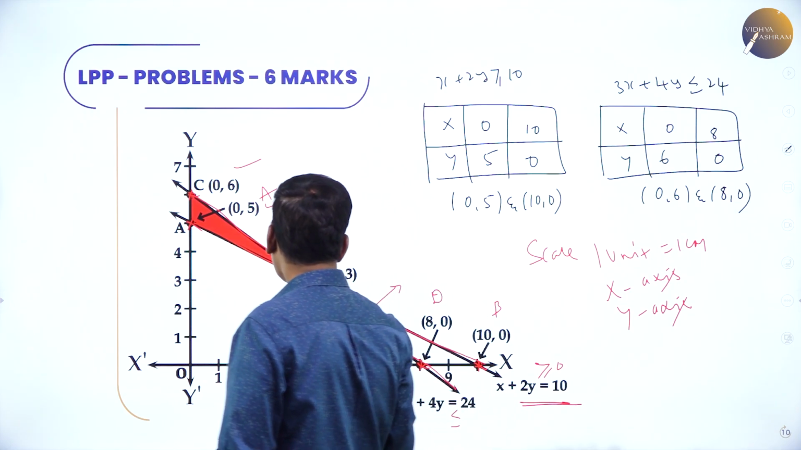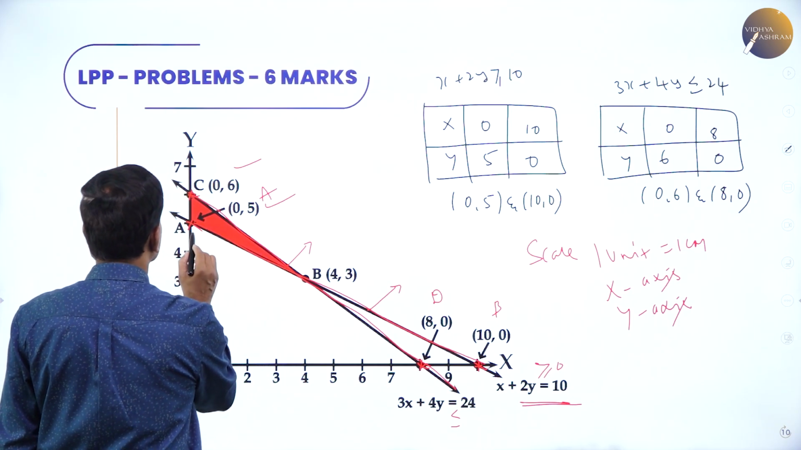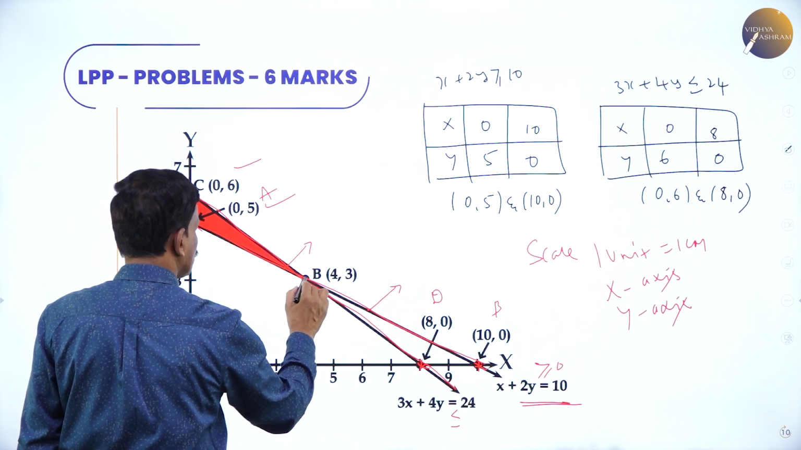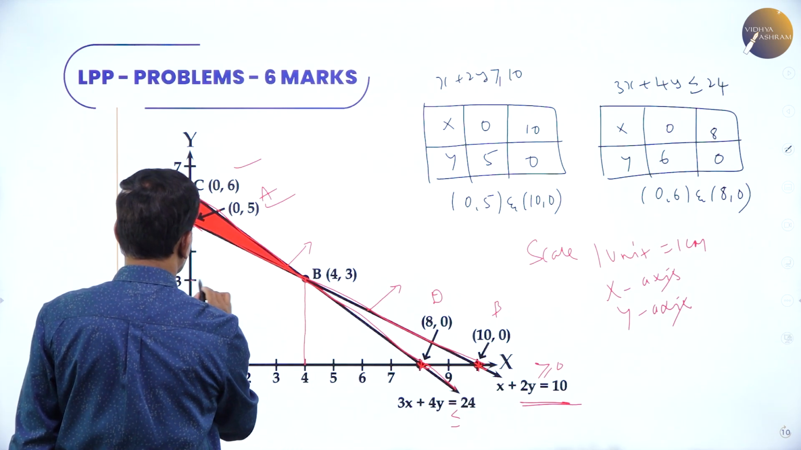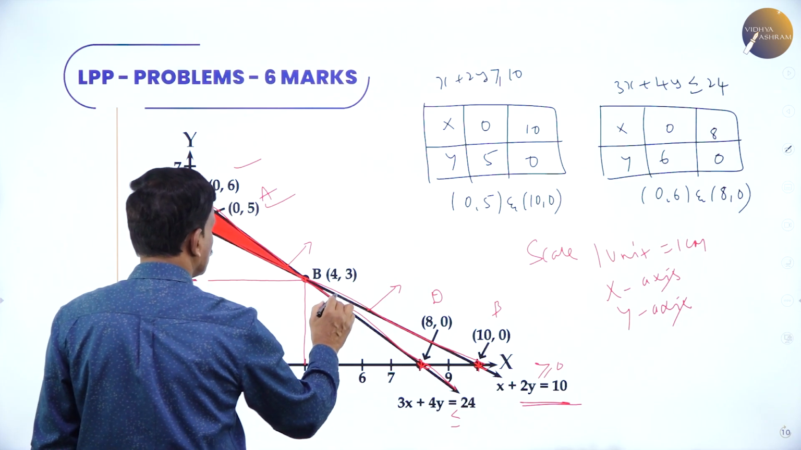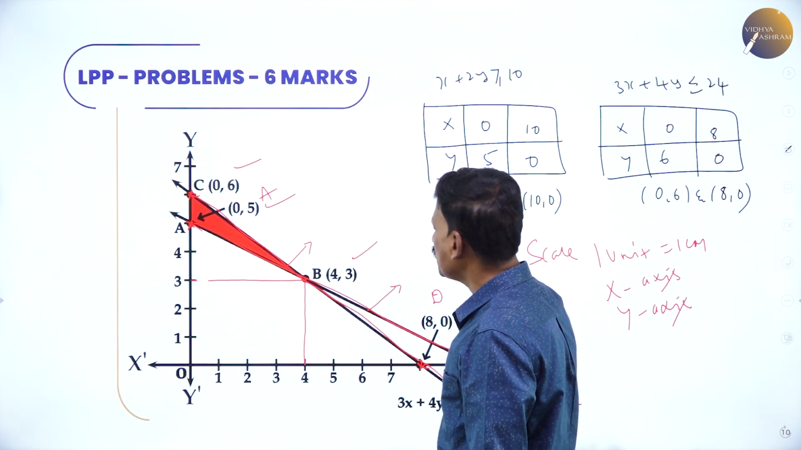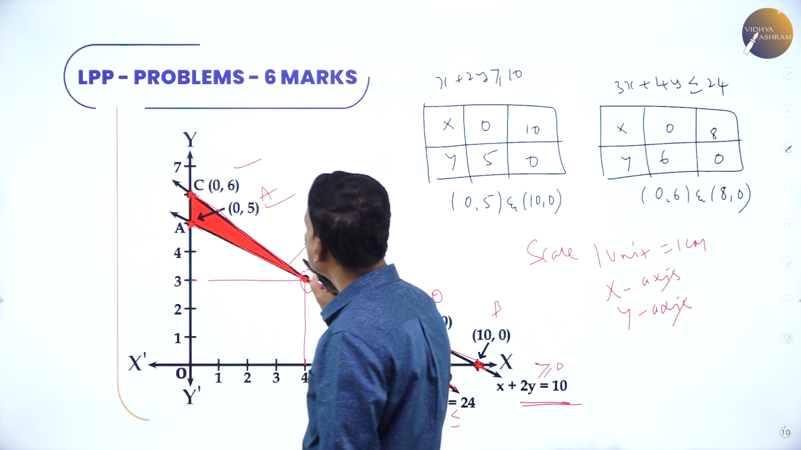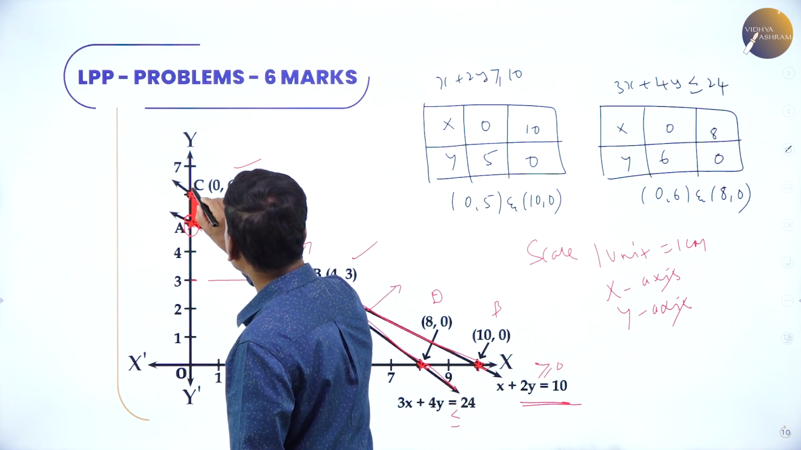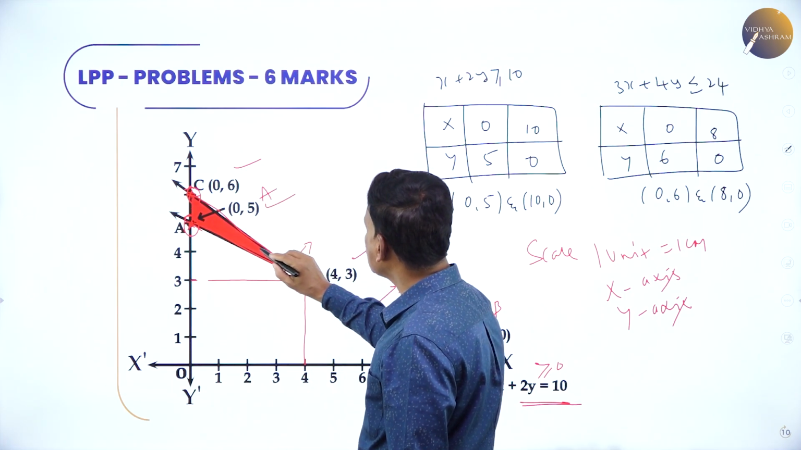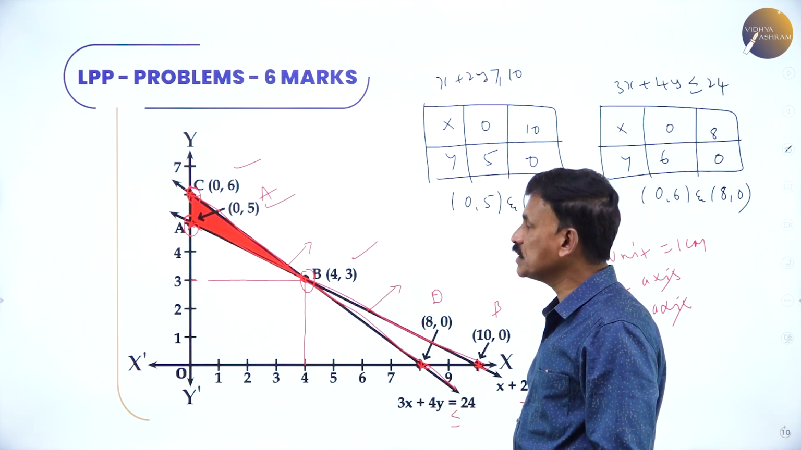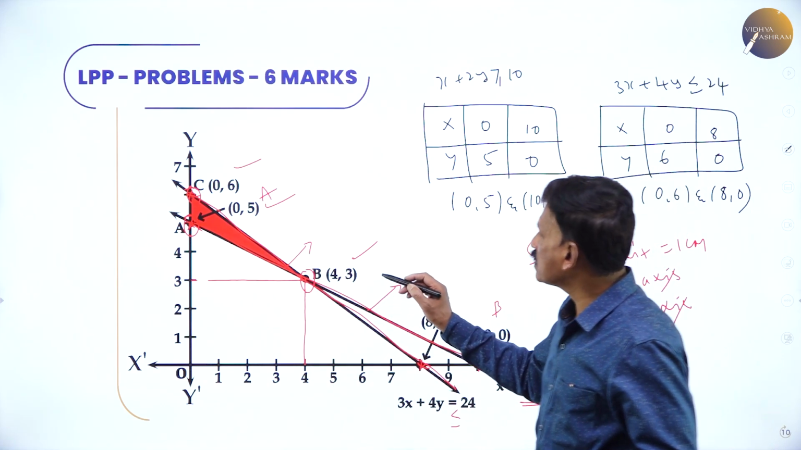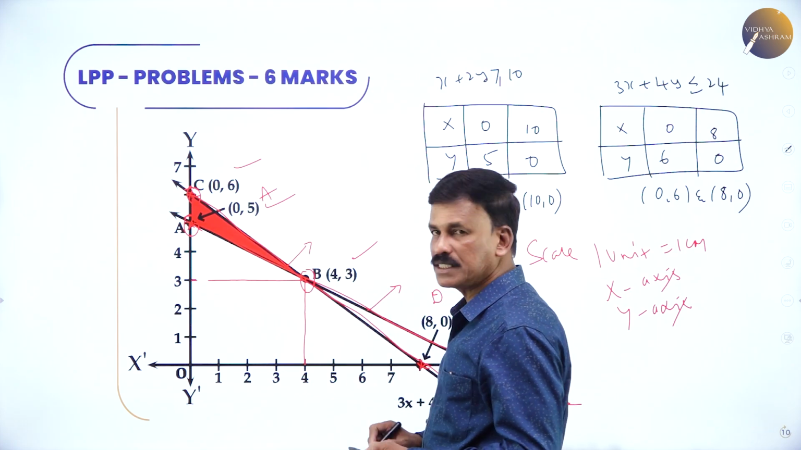So here this is the feasible region, that is A, C, and now just find the value of this. Definitely you will get x is equal to 4 and y is equal to 3. This is the point of intersection. Therefore the corner points are B 4 comma 3, A 0 comma 5 and C 0 comma 6. The shaded region is the feasible region, and the corner points are A, C and B.